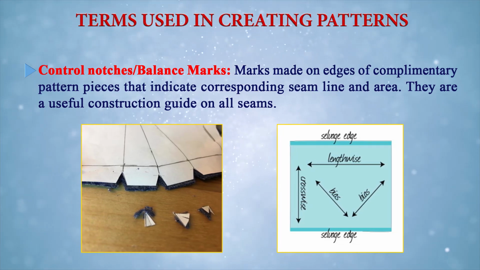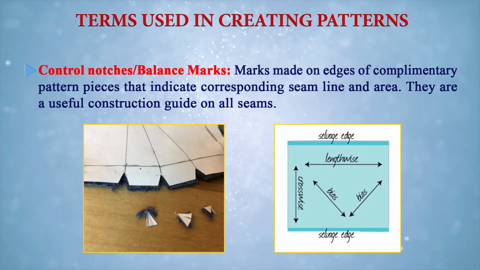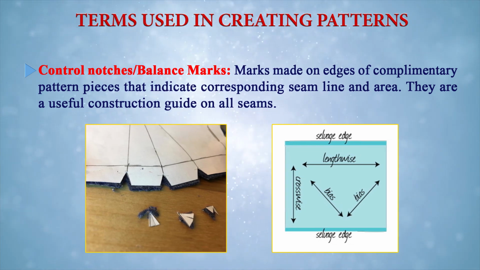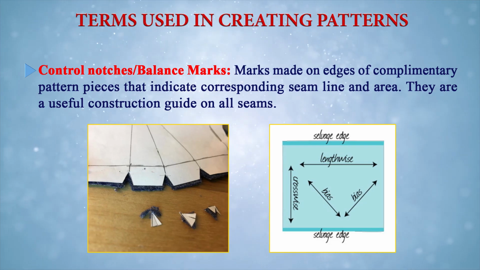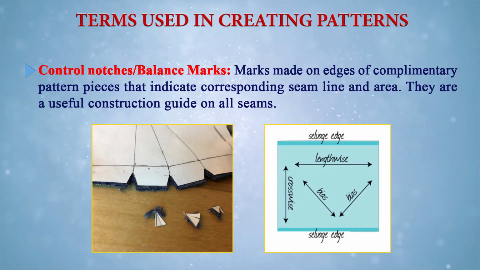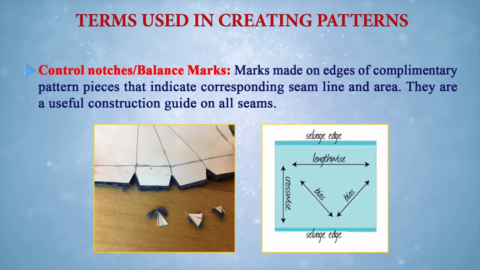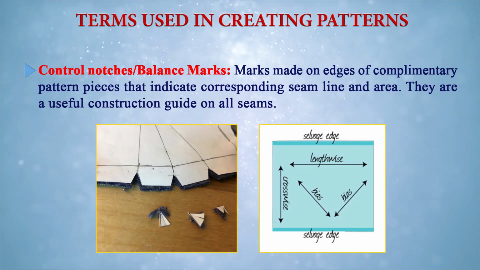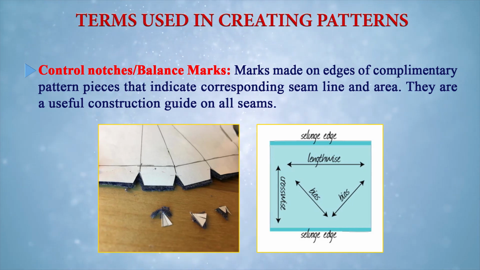So this mark is made on the edges of complementary pattern pieces and indicates the corresponding seam line and area, and they are a useful construction guide on all the seams. So this is used as a construction guide for how we have to join the fabrics.